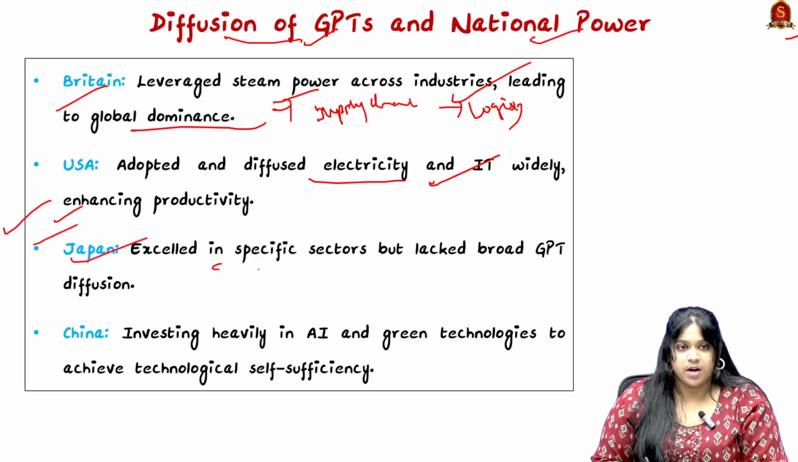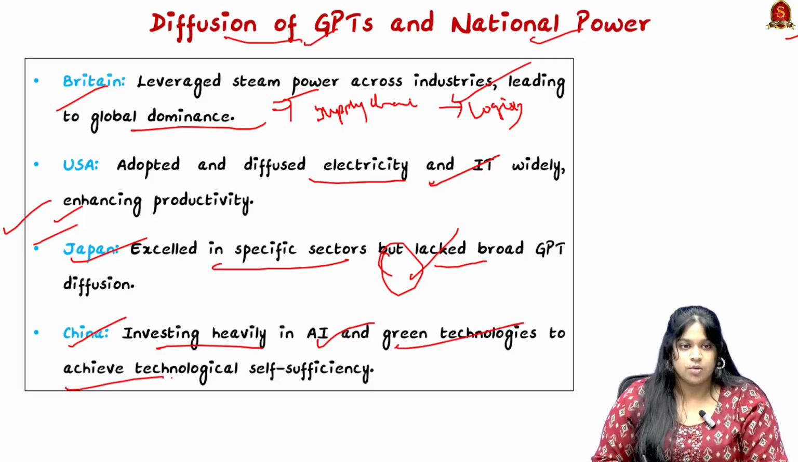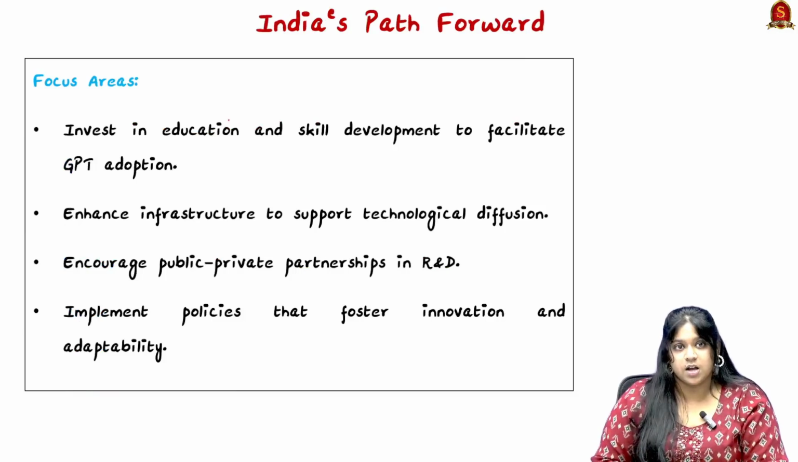We can take Japan, which excelled in specific sectors but lacked broadly in GPT diffusion. And in China, they are now investing heavily in AI and green technologies to achieve technological self-sufficiency. Even for our country, India, we are moving toward self-sufficiency as well as promoting indigenous development.